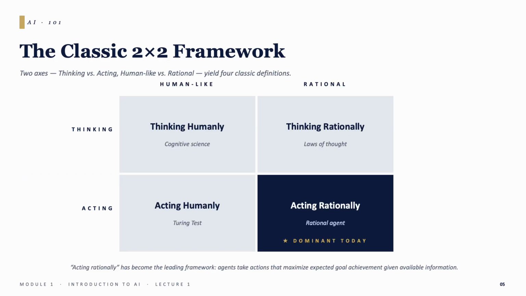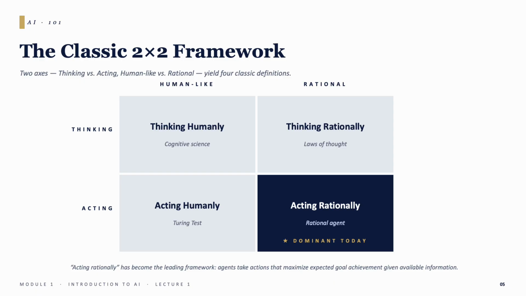The classic 2 by 2 framework helps us understand the four main approaches to artificial intelligence. On one axis, we have thinking versus acting. On the other, we have human-like versus rational behavior. This creates four categories: thinking humanly, thinking rationally, acting humanly, and acting rationally. Each category represents a different goal for AI research. While earlier research focused on making machines behave like humans, modern AI primarily focuses on rational agents that achieve goals effectively even in uncertain environments.